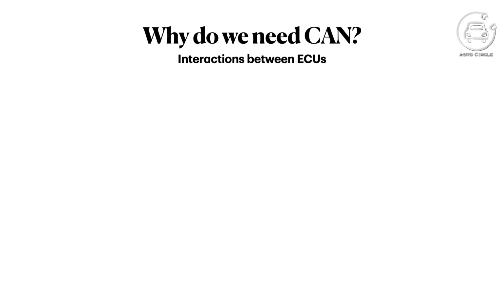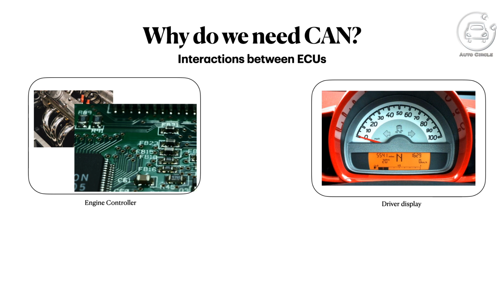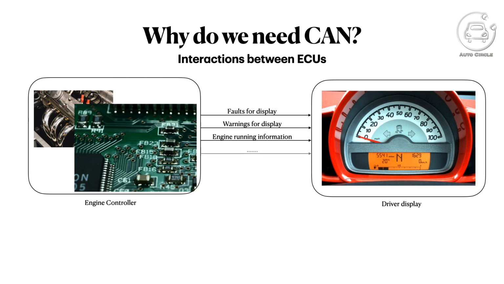Now this example has two ECUs. One is the engine controller on the left and we have a driver display on the right. The engine controller provides faults for the display. Similarly, it provides all the warning data for display. Now along with faults and warning, engine controller also provides a lot of engine running information that has to be displayed to the driver. Typically, each of this information needs a dedicated path from the engine controller to the driver display. What this means is for each signal, it will be an additional wire and it will be an additional hardware requirement for both of the ECUs.